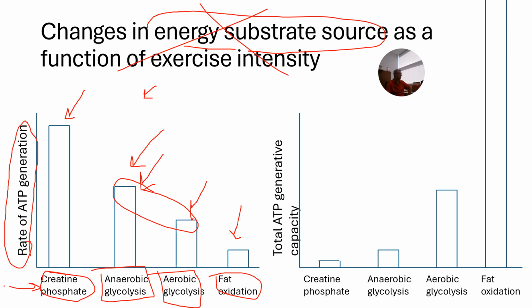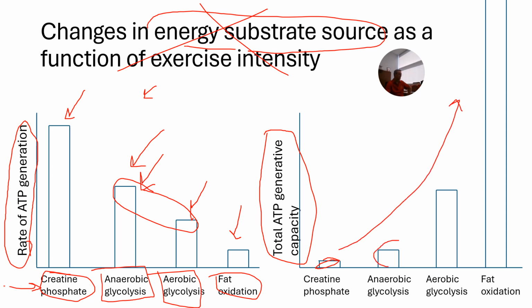Now, contrast that over here to this next panel where we're looking at total ATP generative capacity. So how much ATP could be synthesized, formed, using these different energy substrates? Well, creatine phosphate, it's not very much. We can make ATP really quickly, but we're limited with how much we can do. And that's why it only lasts 6 seconds, or a 1-minute brisk walk, remember. And note, we have kind of a reverse direction here now. We're going to go like this.